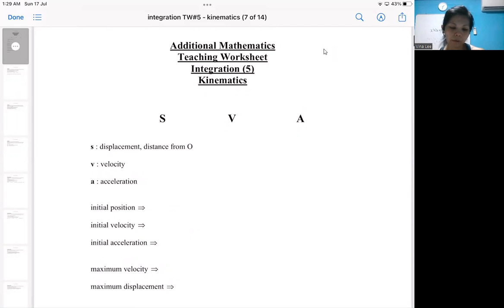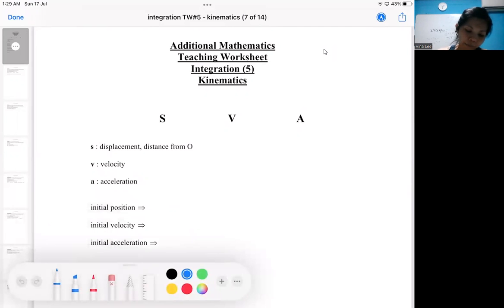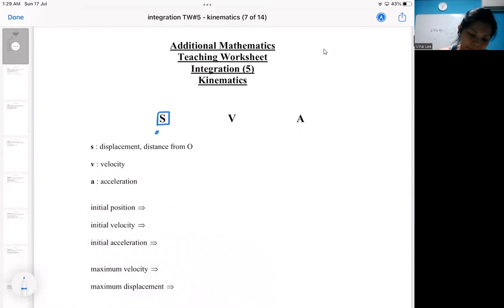So I'm going to do this introduction for kinematics. The symbol that we usually use, S, will represent displacement. There's a lot of confusion between displacement and distance traveled, so later on I'll illustrate the difference. Displacement is how far you are away from O. It's like a GPS tracking your position away from O. So actually displacement doesn't give you the distance traveled.